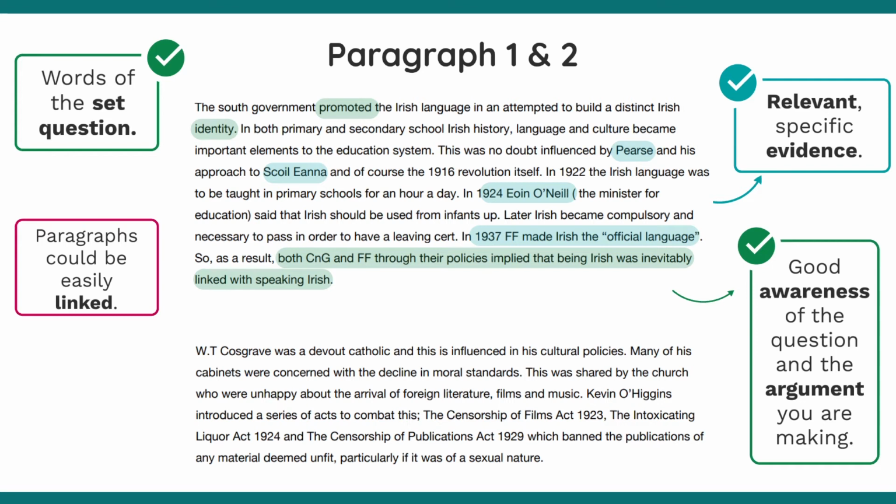So he talks about how Catholicism is linked to the cultural identity of the South. And then they give a great list of examples of the things that the Catholic Church liked, or that the government implemented, in order to promote this Catholic identity.